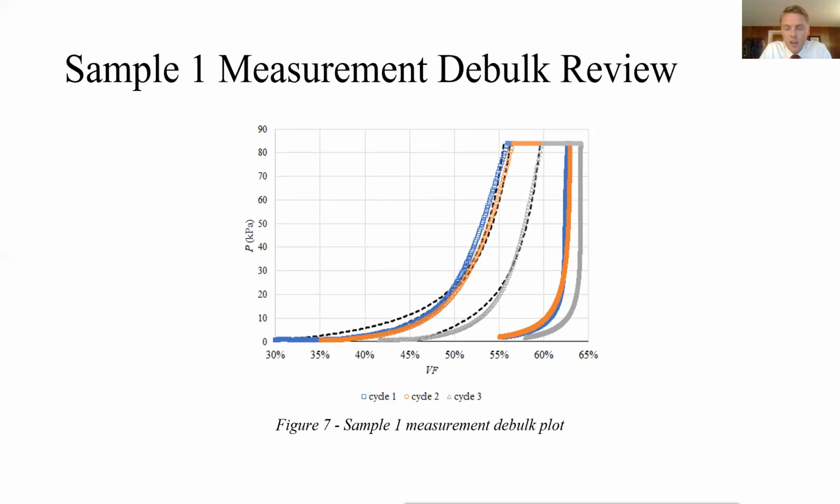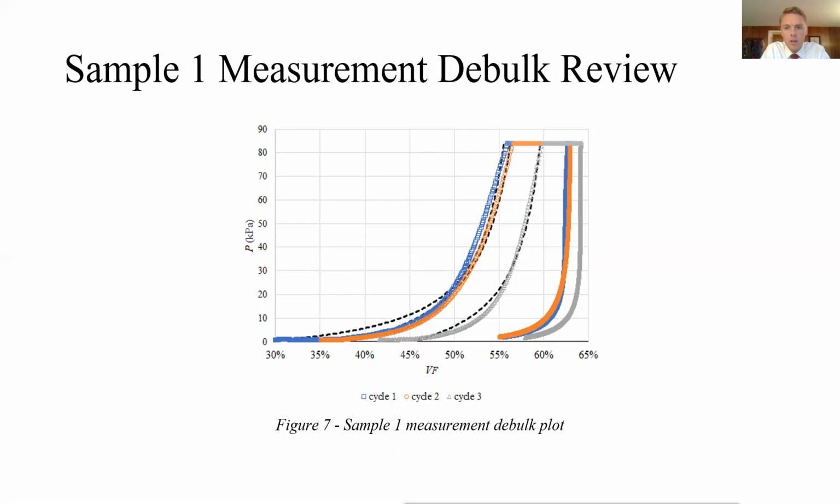These numbers will be discussed in more depth later, but it's interesting to see here that the final volume fraction of the sample is lower from cycle 1 to cycle 2. So you can see here the blue is slightly ahead of the orange, showing that fiber nesting relaxed somewhat in the days between the first and the second measurement debulk after the fast debulk had been performed.